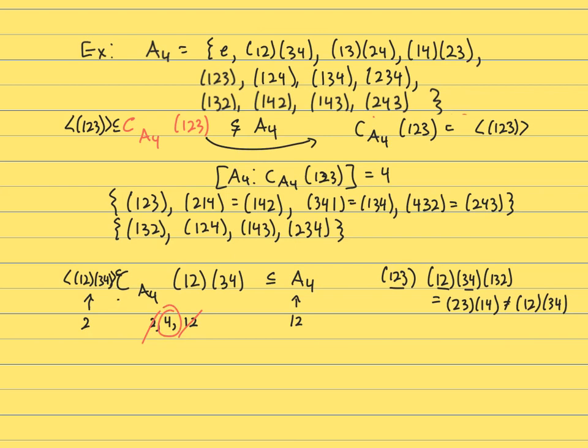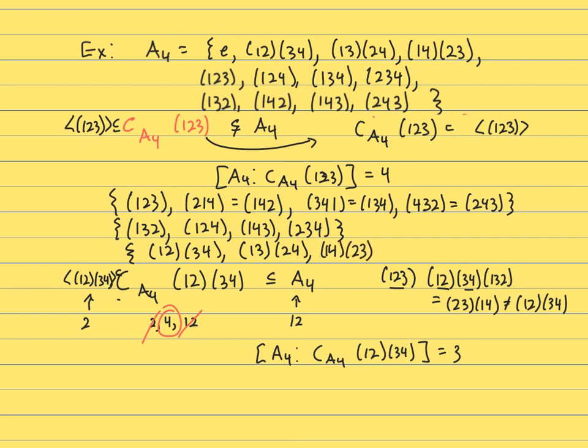That means that the index of this centralizer in A4 is going to be size 3. Which means we've actually got the 3 2 cycles all together in one conjugacy class. And so in this case, 12 is equal to 1 plus 3 plus 4 plus 4.